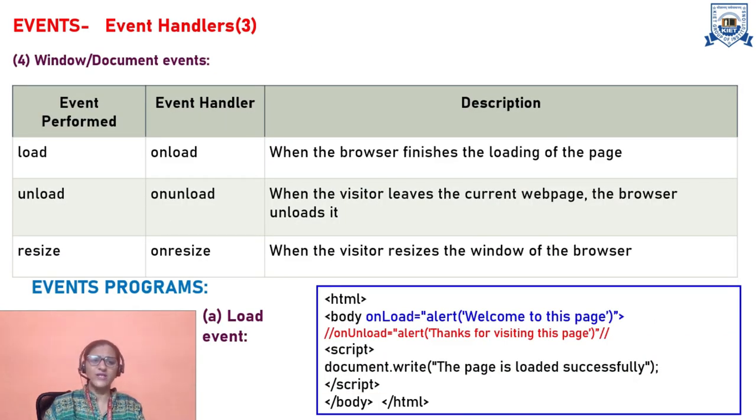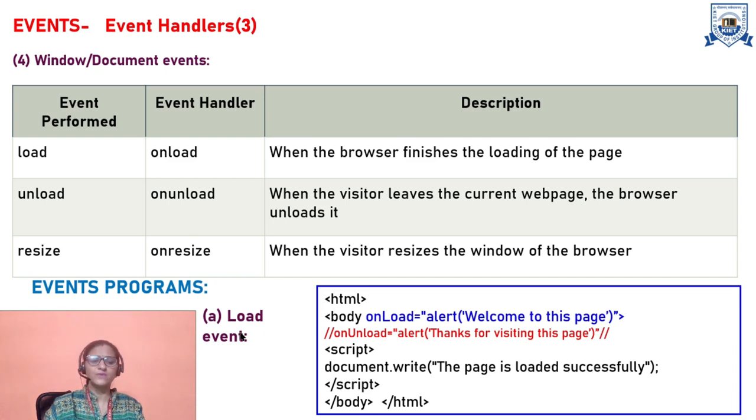The next one is window or document events. The event is load, the handler is onload, which means when the browser finishes loading the page, what will happen? Onunload means when the visitor leaves the current web page, the browser unloads it. So what will happen on unload? Onresize, when the visitor changes the size of the browser window, what action will be performed? It gets written in this event handler.